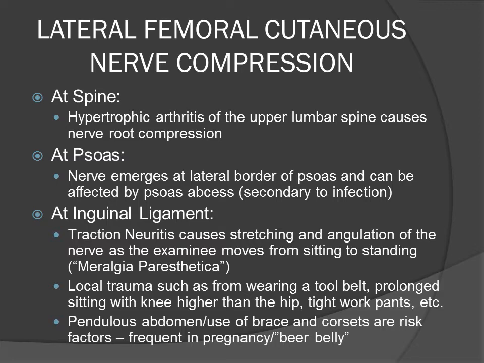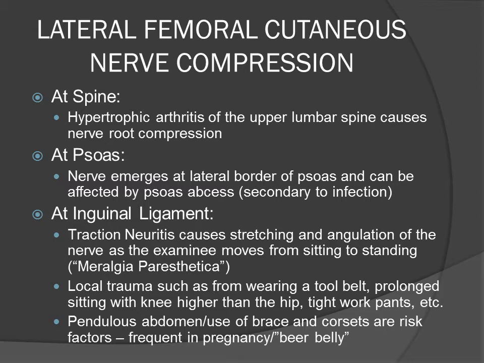At the psoas muscle, because the nerve emerges from the lateral border of the psoas, and because the psoas is wrapped in tight connective tissue, the nerve can be affected by an abscess of the psoas muscle, an inflammatory abscess, perhaps secondary to an infection. That can cause space-occupying compromise of the nerve as it passes and peeks out from the lateral border of the psoas. So that's another site where the nerve can be damaged.